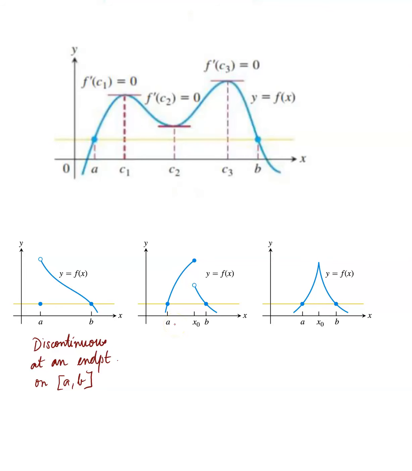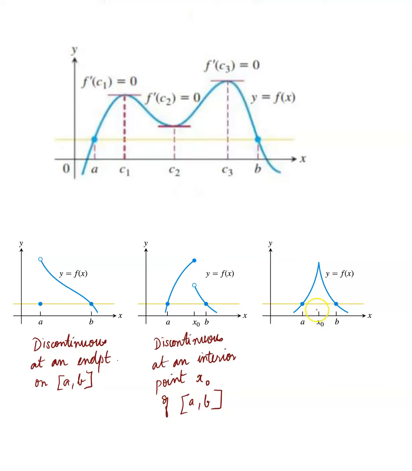Let's come over here. Here y equals f of x. In the second graph, you see again a disconnect there. So at A and B, those endpoints, there is continuity, but there is a discontinuity in the interior. So I'll say discontinuous at an interior point. In fact, the point where it's disconnecting is x naught, so on the interior point of AB. So that's again where it fails.